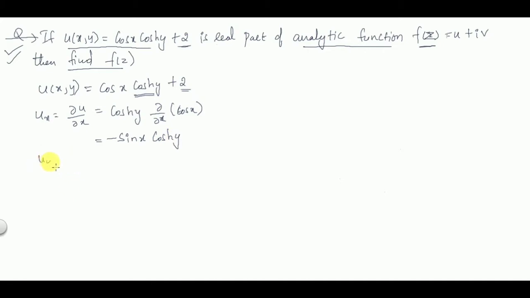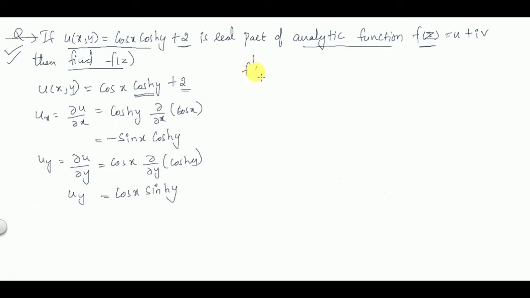Okay, so now we have to find uy, which is ∂u/∂y. When you differentiate with respect to y, cos x is a constant, so we write cos x outside: ∂/∂y of cosh y. So it will be cos x into ∂/∂y of cosh y, which is sinh y. Okay, so this will be uy.